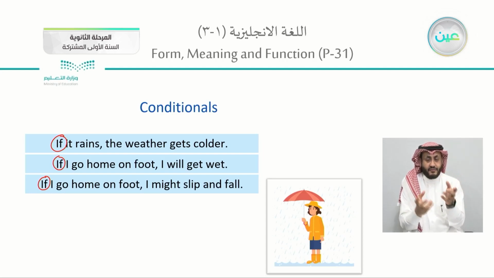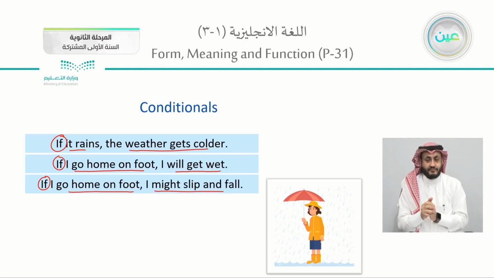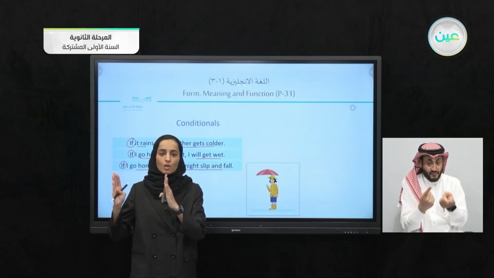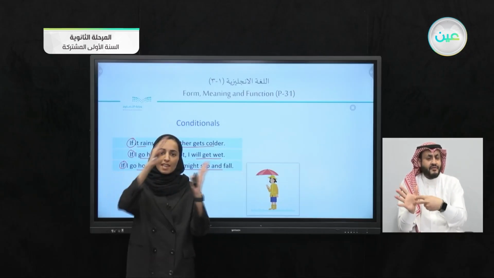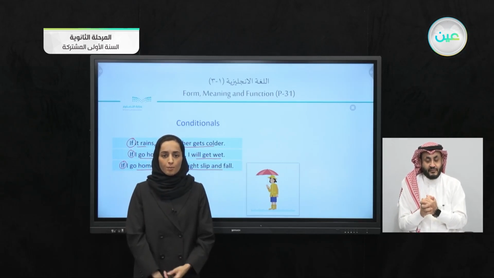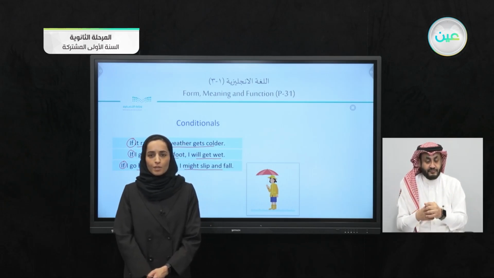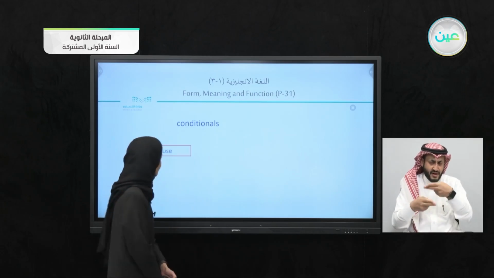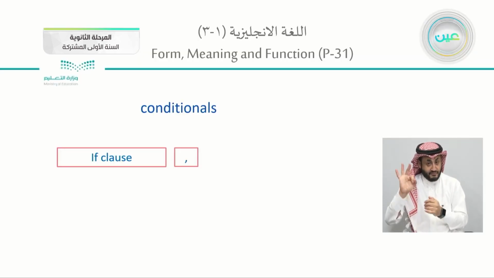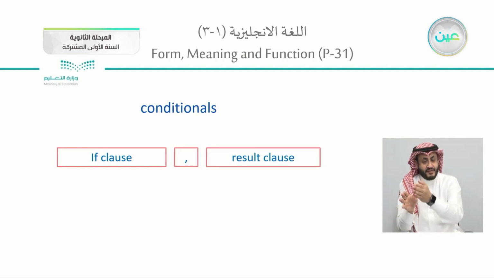This is the first one: it rains, and the result, the weather gets colder, which is the result. And the second and the third one, the condition is go home on foot, and the result, I will get wet, or I might slip and fall. So in each conditional, we're having an if clause, and what will happen if we've got this one? The result clause. However, the result clause will be different depending on the meaning of the sentence. So, the if clause will be followed by a comma, then we will have the result clause.